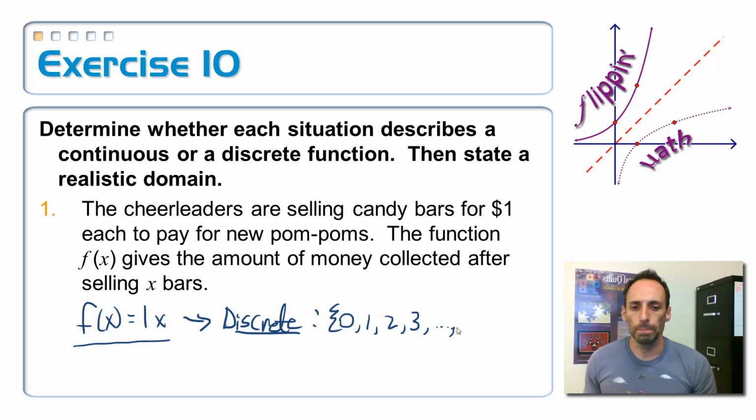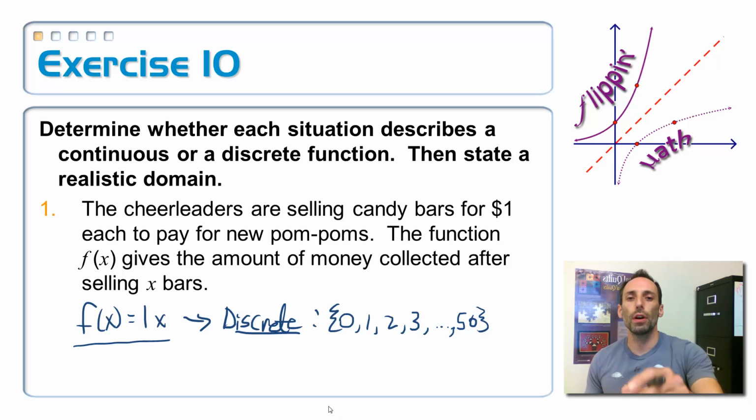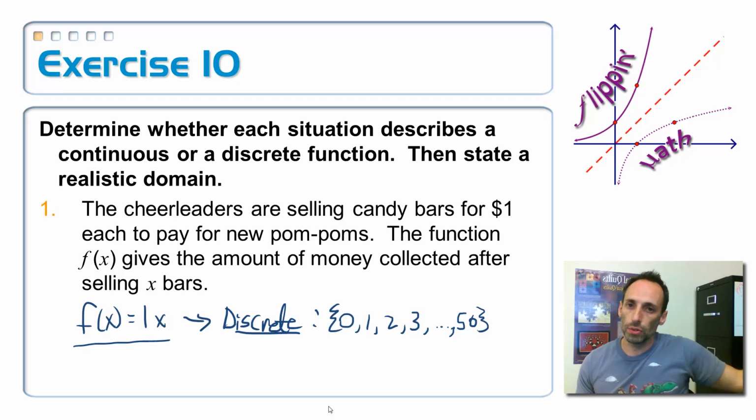So some, let's say, fundraising programs might say that you're supposed to sell 50 of these things. So maybe this just goes up to 50. And so that could be the domain, the reasonable domain. Wherever you cap it off, that would be up to you. But don't leave it so that it's indicating that it goes on forever, because that doesn't make sense with the situation. They're not going to sell infinity candy bars.